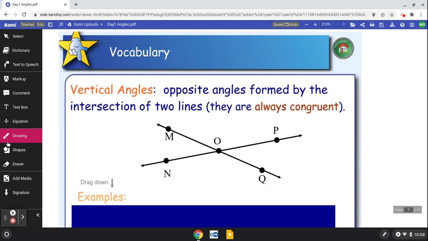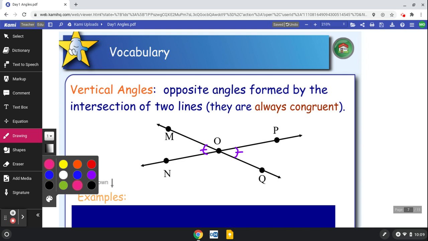All right, let's talk about some vocabulary again, real quick, some examples. Vertical angles are opposite angles formed when two lines intersect, and they are always congruent. So an example here is that this angle and this angle are congruent. Another pair that they have is this angle and this angle. Now, if I had to name them, I could name them as well going by their order.